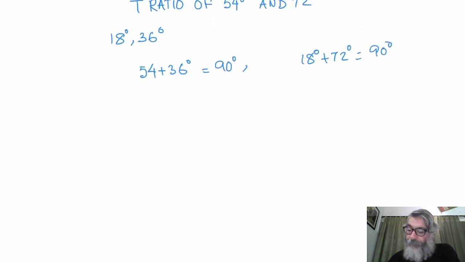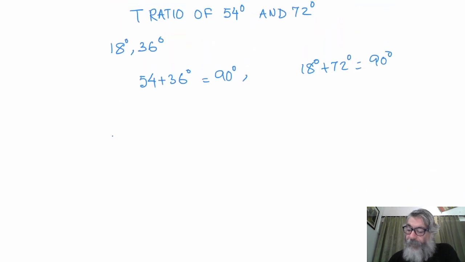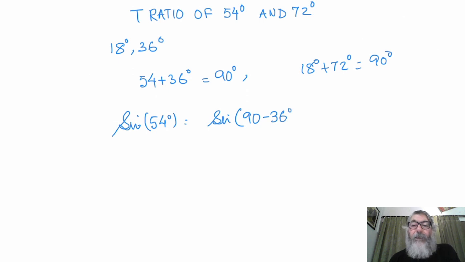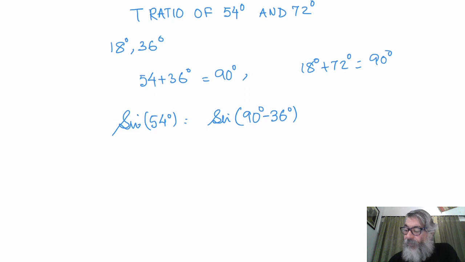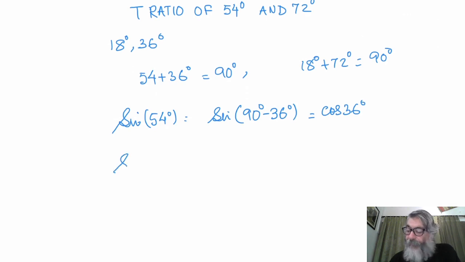Suppose I want to find sine of 54 degree. I can write this as sine of 90 degree minus 36 degree. Sine 90 minus theta is cos theta. Now I know the value of cos 36. So sine 54 is equal to cos 36.